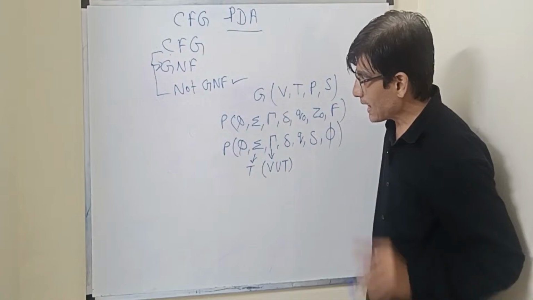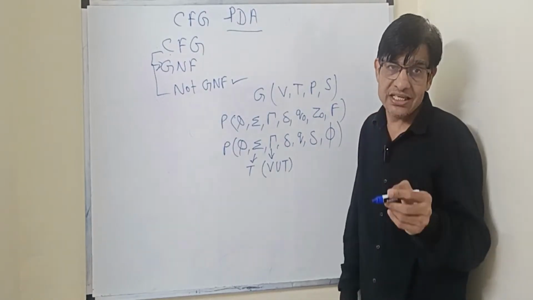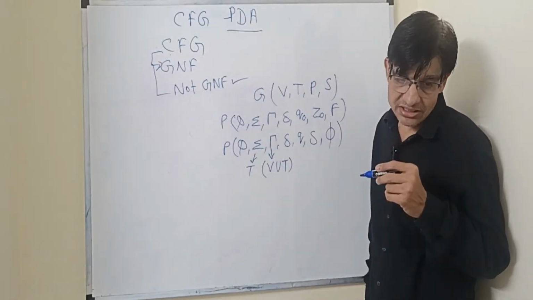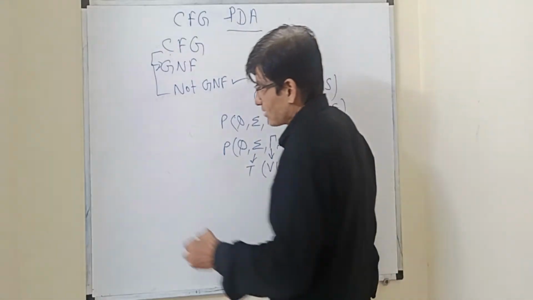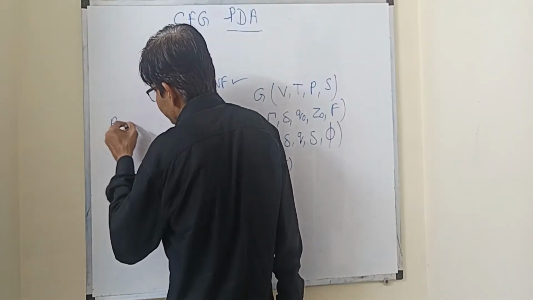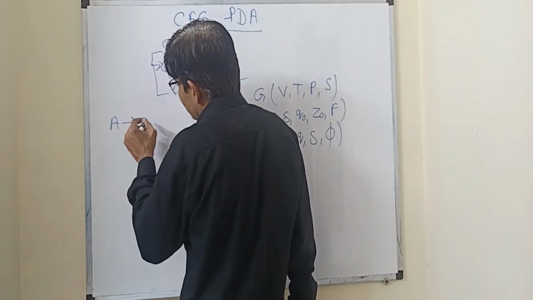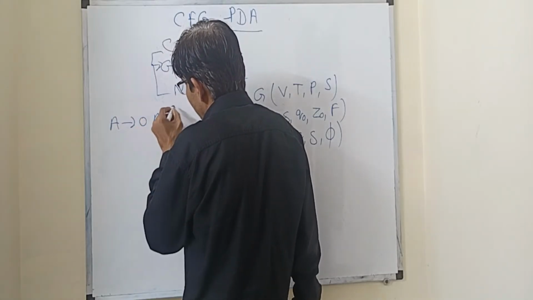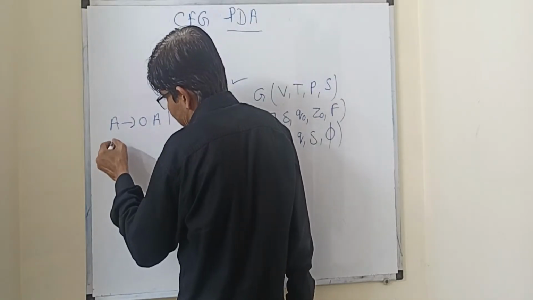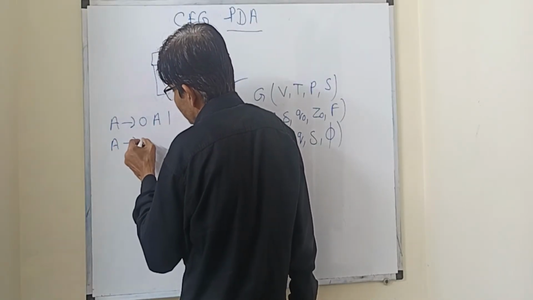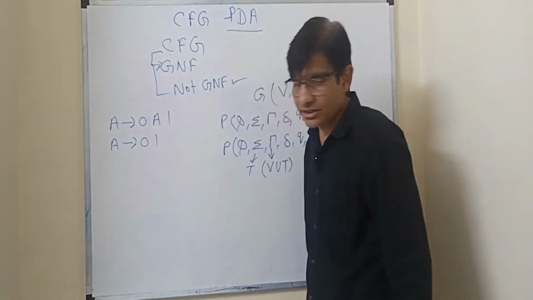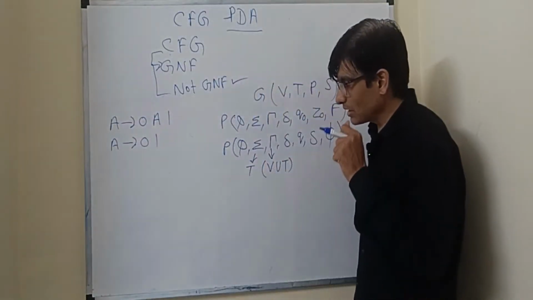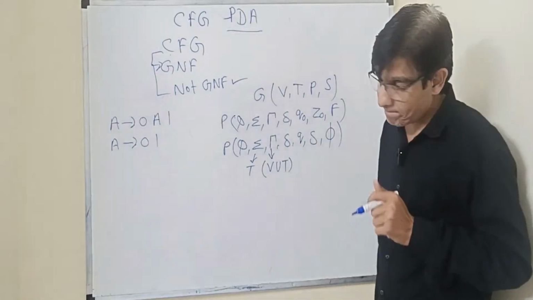Now I will take one example grammar which is not in GNF, and I will tell you how to convert such a grammar into PDA. So I will take one grammar here: A gives 0A1, and A gives 01. Suppose this particular grammar is given to us. Now how to convert it into PDA?